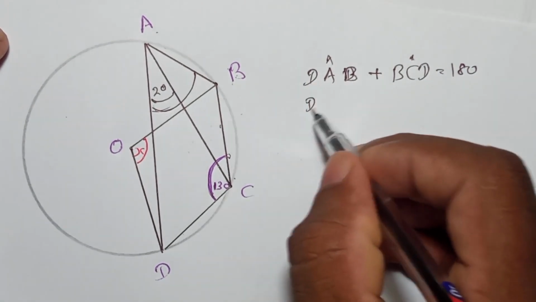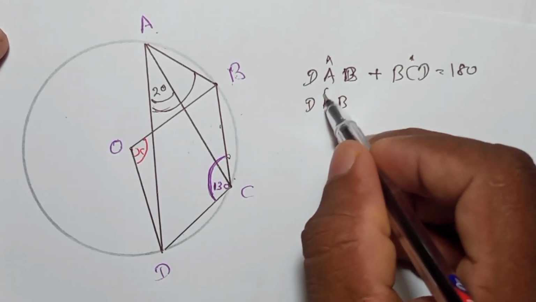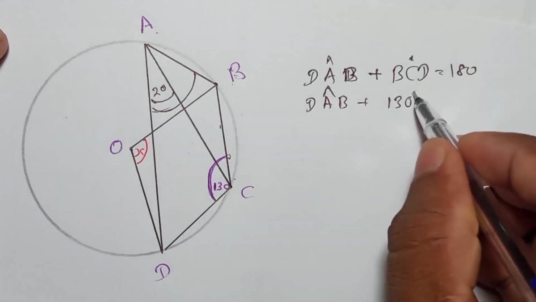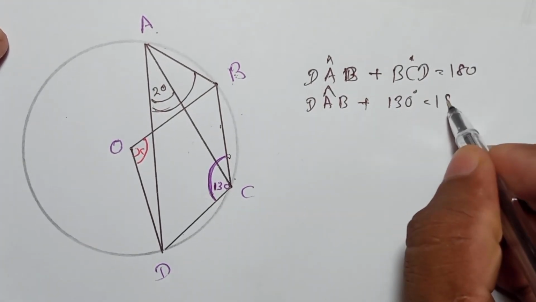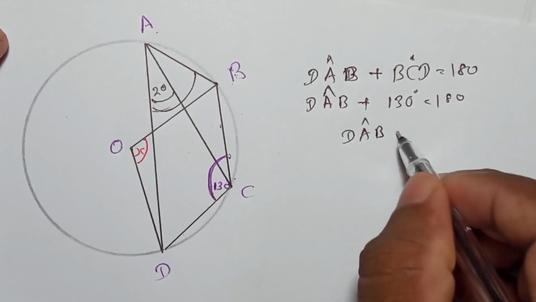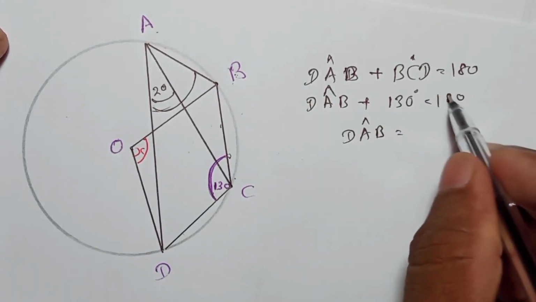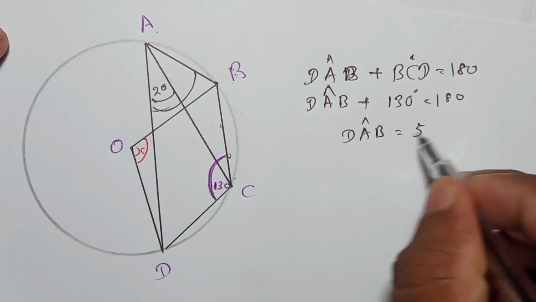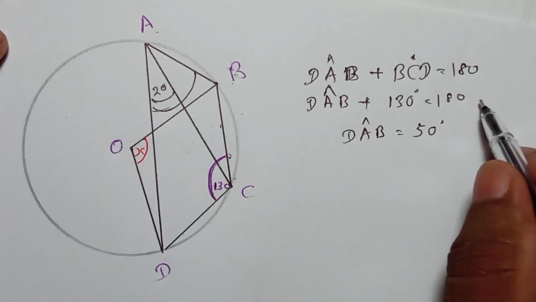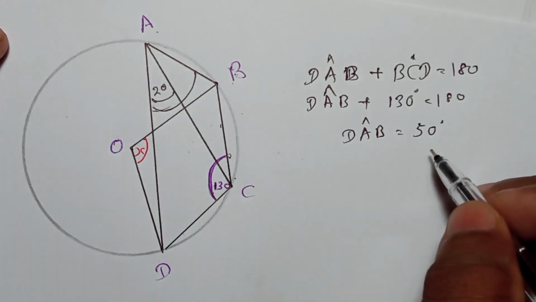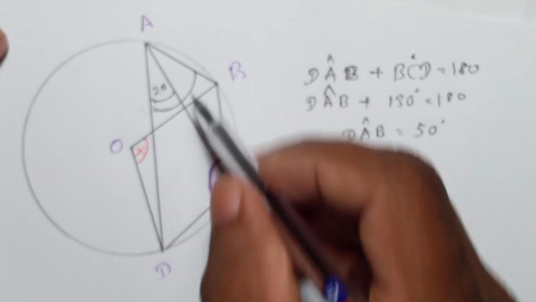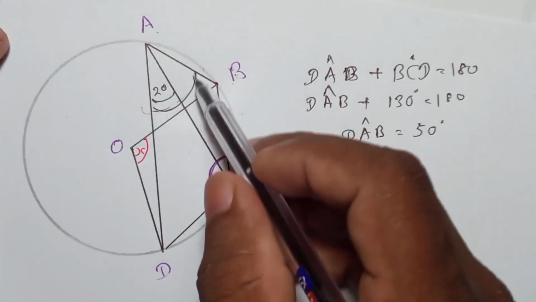So here they give that BCD is 130. You can find DAB using this: put 130 in here and subtract it from 180, so it will be 50, right? 180 minus 130, so it will be 50 degrees. That means DAB is 50.